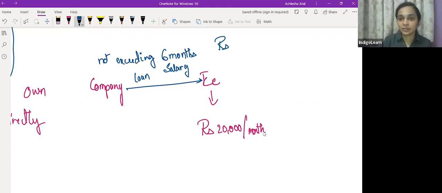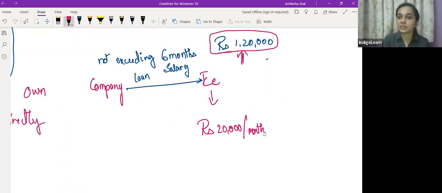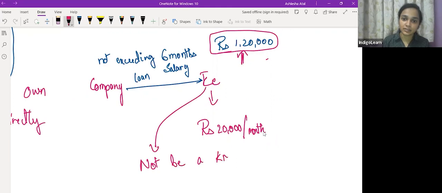1,20,000. 1.2 lakhs. So company इस employee को loan दे सकता है to purchase company's shares, but only up to an amount of 1,20,000. So company can give a loan to its employee to purchase its shares, but the amount should not exceed 6 months salary of that employee. And also, this employee should not be a key managerial person.